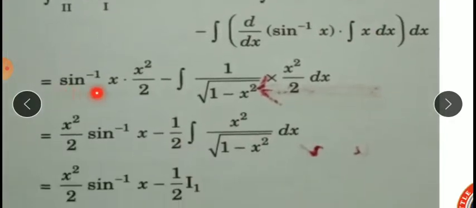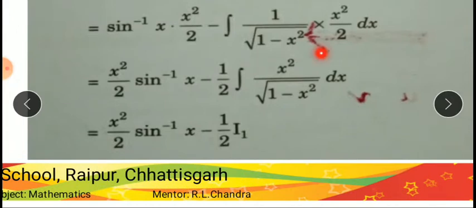Here, integration of sine inverse x: integration x is x square by 2, minus integration of d dx of sine inverse x. You know that its formula is 1 upon root 1 minus x square, into integration x, which is x square by 2. This is x square by 2 sine inverse x minus 1 by 2 integration x square upon root 1 minus x square. To integrate this side, let this be equal to I1.